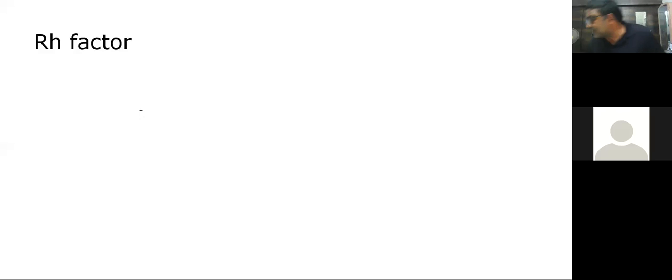So the Rh factor was first identified in the rhesus monkey. That's why it is called the Rh factor, after the name of the rhesus monkey. As I already said, people who have the Rh factor are said to be Rh positive, and people who don't have the Rh factor are called Rh negative.